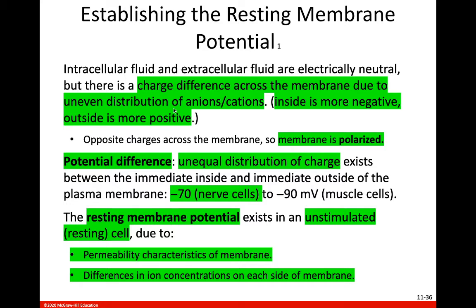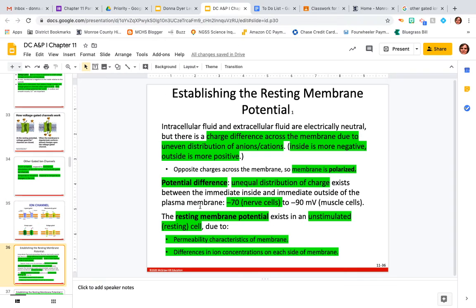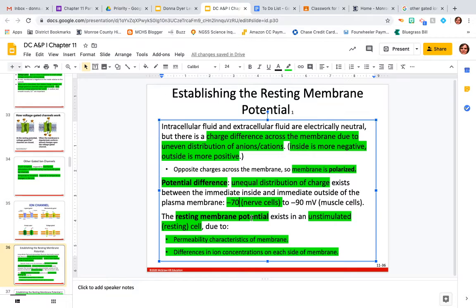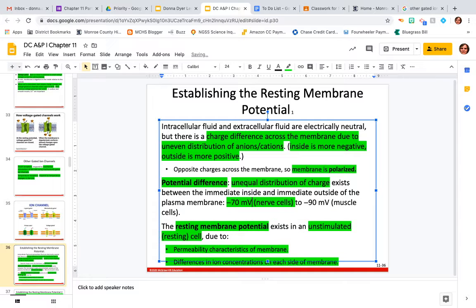We call this difference in charges on the inside and outside of the cell a potential difference, because there is an unequal distribution of charges. Again, overall, there's more negative inside, more positive outside. In muscle cells, we said that resting membrane potential is negative 90, but in nerve cells, it is negative 70, and that should be millivolts. So again, it all just depends upon what type of cell you're talking about.